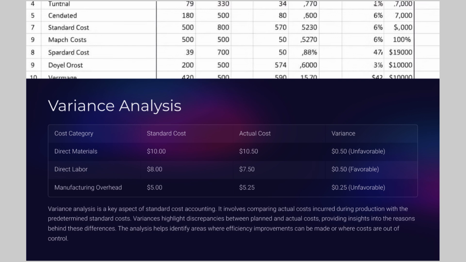Variance analysis is a key aspect of standard cost accounting. It involves comparing actual costs incurred during production with the predetermined standard costs. Variances highlight discrepancies between planned and actual costs, providing insights into the reasons behind these differences. The analysis helps identify areas where efficiency improvements can be made or where costs are out of control.